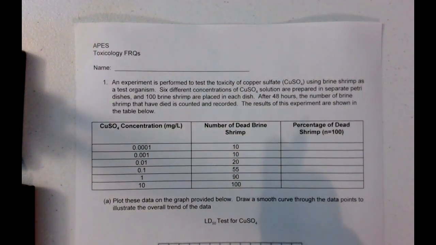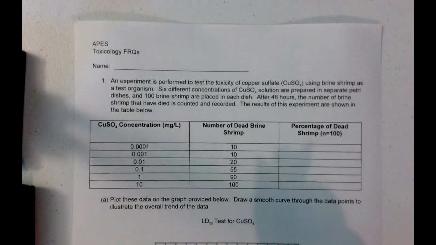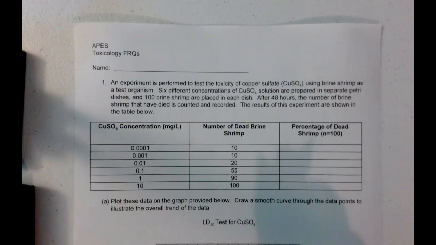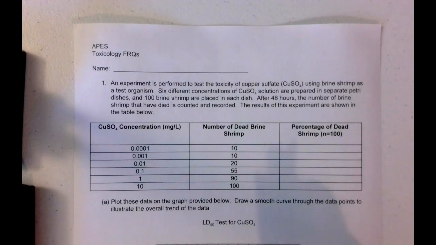An experiment is performed to test the toxicity of copper sulfate using brine shrimp as a test organism. So what they want you to do on this is graph the concentration versus the percentage of dead brine shrimp, and then find the LD50 for this copper sulfate.